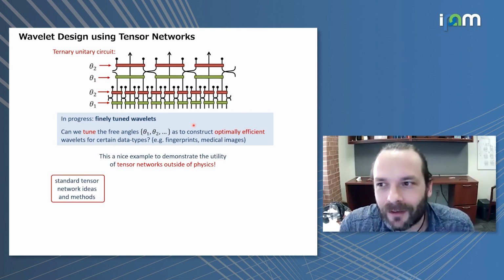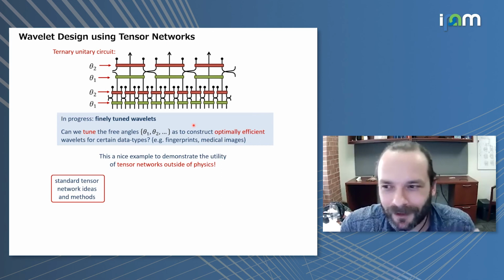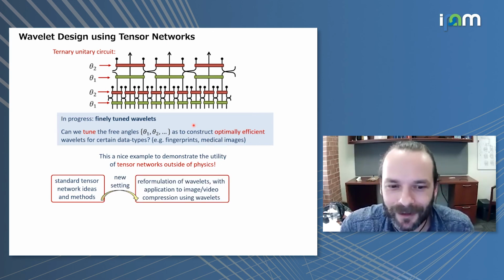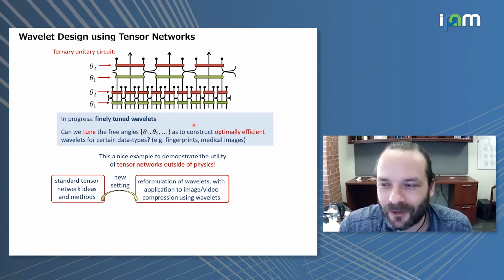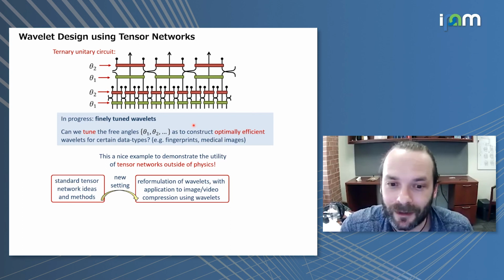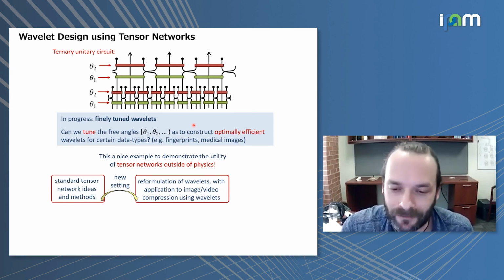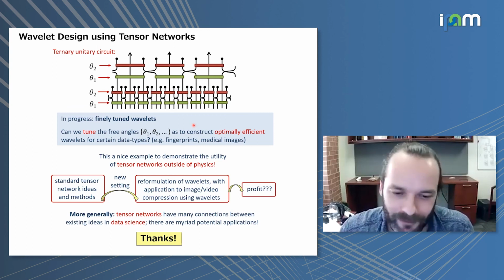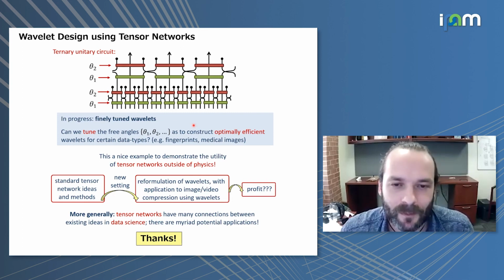Okay, so I think this is a really nice example of taking some very standard tensor network stuff, stuff we're all familiar with, applying it to a new setting and actually seeing we can do some really interesting and really nice things using tensor networks outside of physics. And as I said, there are many more applications in data science that people are also exploring this type of technology for. All right, thank you for your attention.